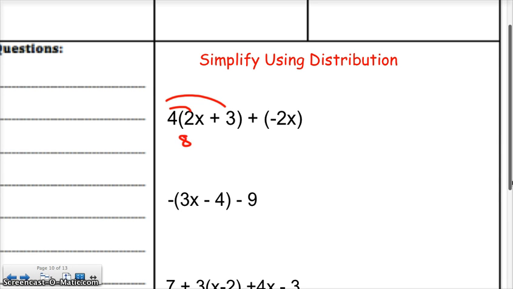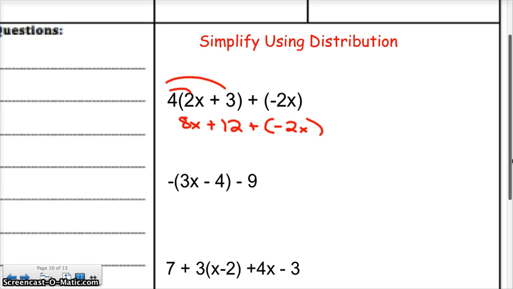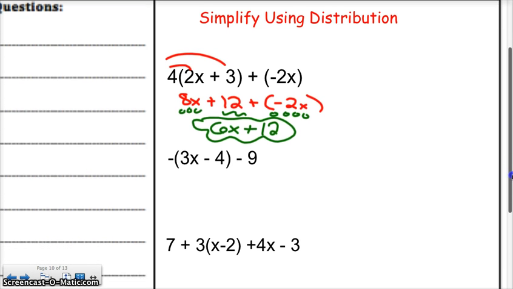4 times 2 is 8x, plus 4 times 3 is 12, plus a negative 2x. I'm not done because there's like terms. I have an x term here, and I have an x term here. 8x plus a negative 2, 8 plus negative 2 is 6x, plus all I have is one whole number. Now I'm done. It is not 18x. You do not combine them. They are not like terms. You only combine them if they both have the same variable.